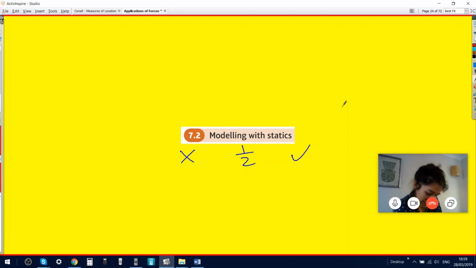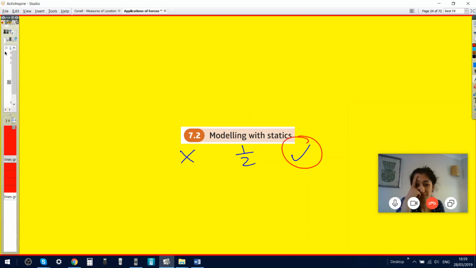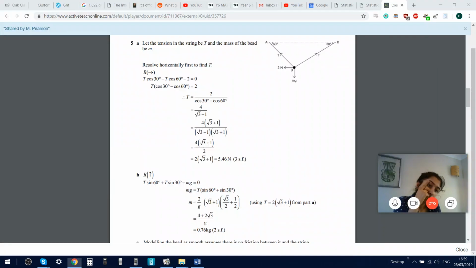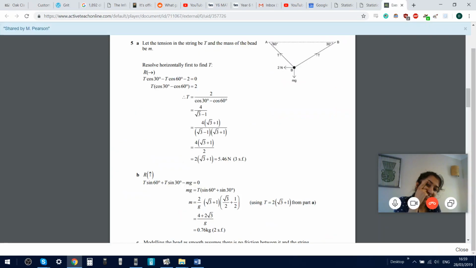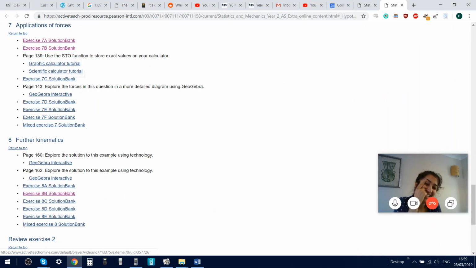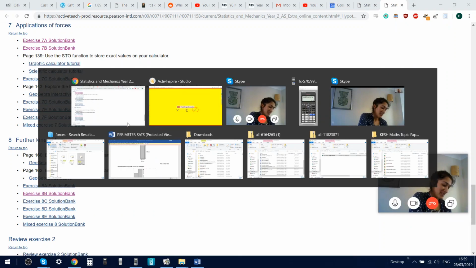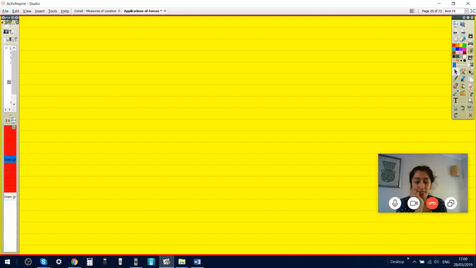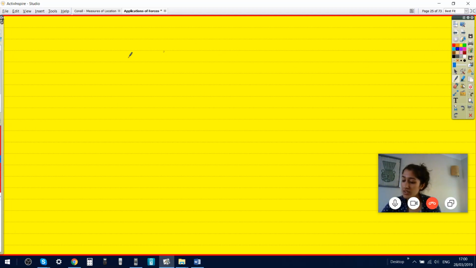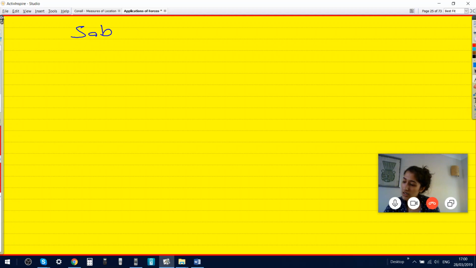Modelling with statics. Tick. Okay, so what did we not get to? Probably loads of stuff. Question... Yeah, got them. C, D, E, F. Okay, we got 2 sections out of it. How is that for Saba? It's good. Anything in particular you want to do next time? Do you want to continue this or something different?